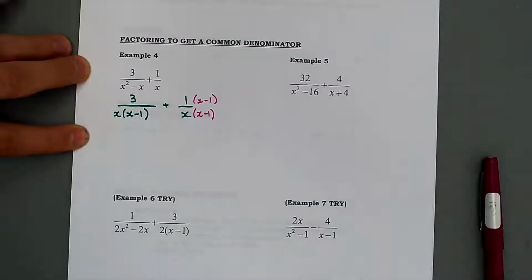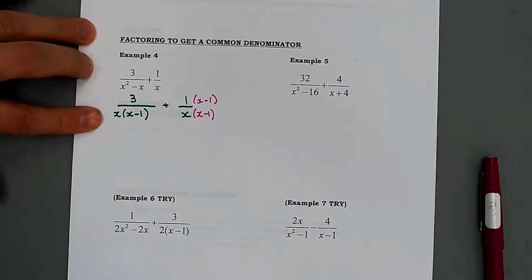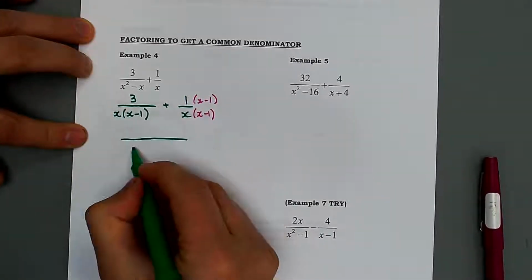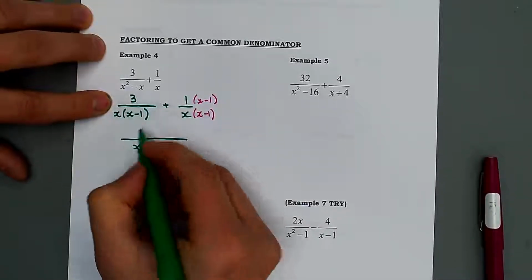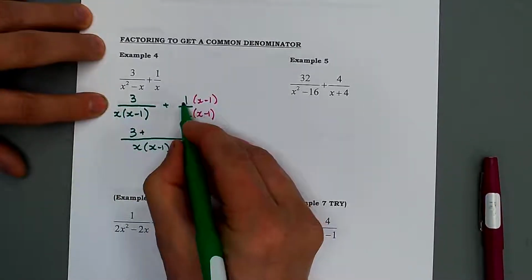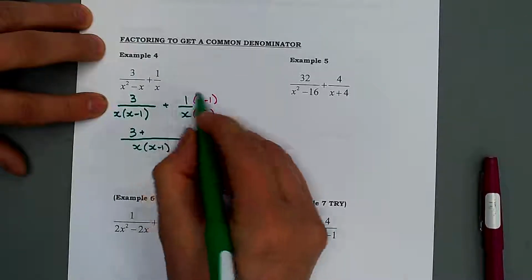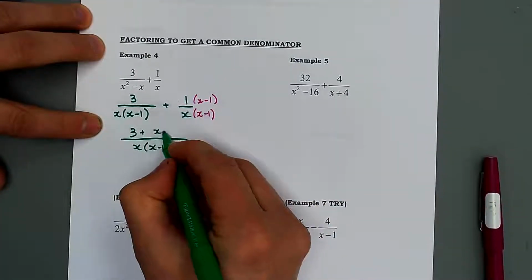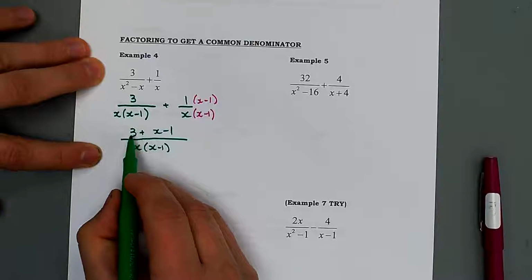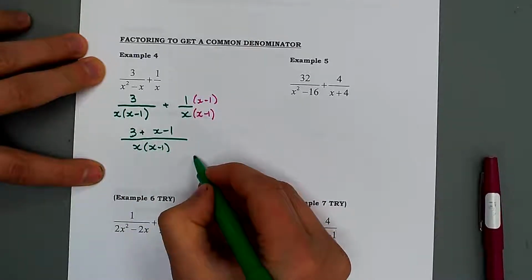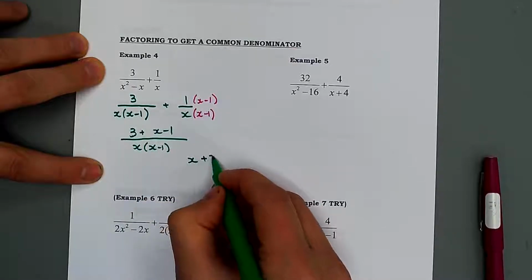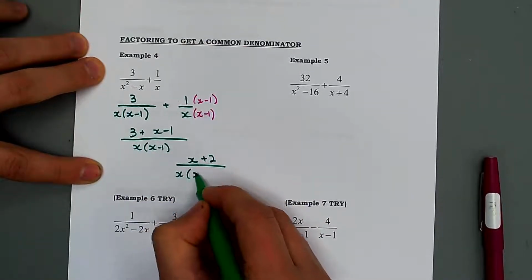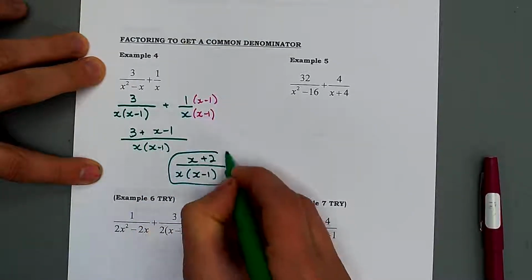Factoring, again, appears to be a great first step. So our denominator is going to match x times x minus 1, and the top is going to be a 3 plus a 1 times, I don't know, 1 times doesn't change anything, so an x minus a 1. Like terms, 3 and a negative 1 is going to be an x. 3 minus 1 is a plus 2, divided by an x minus 1. Final answer.